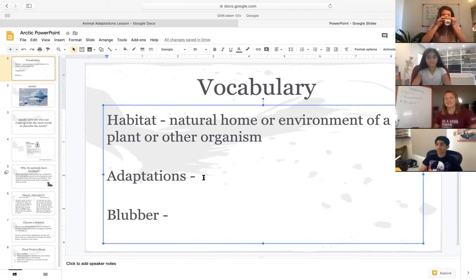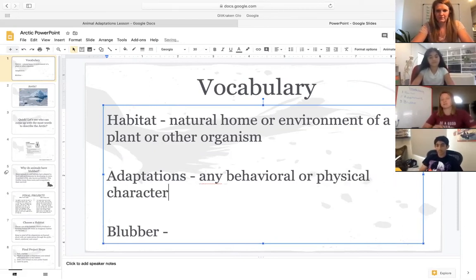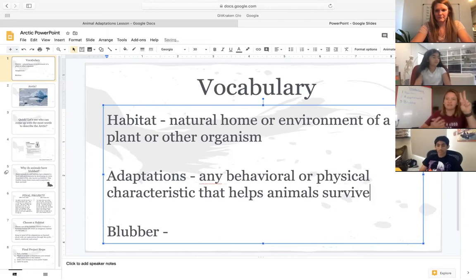All right, that brings us to our next word. Mandy has adapted at this point to living in quarantine, apparently. So let's go over what adaptations are. Adaptations are any behavioral or physical characteristic of an animal that help it to survive in its environment. These characteristics fall into three main categories. One is the body parts. Two are body coverings that the animal may have, and three are behaviors.